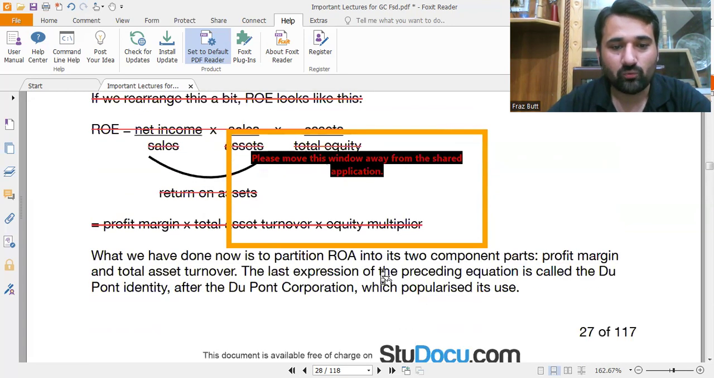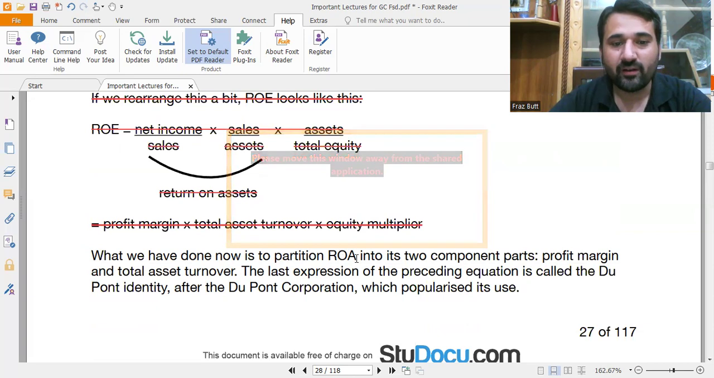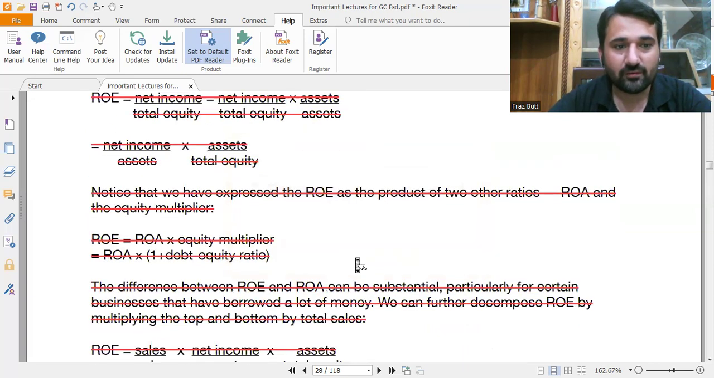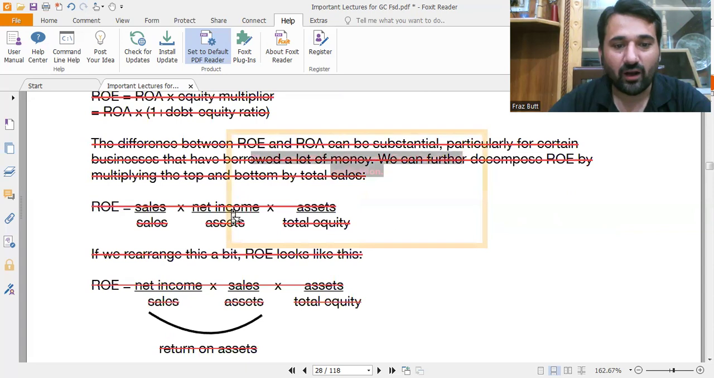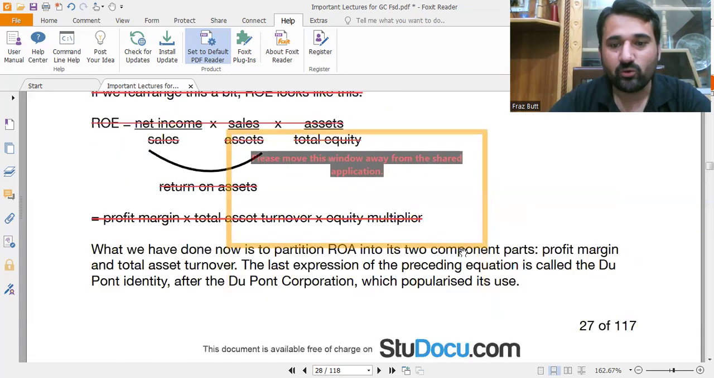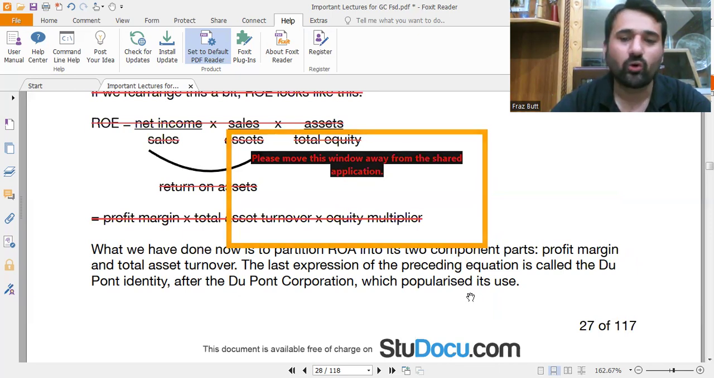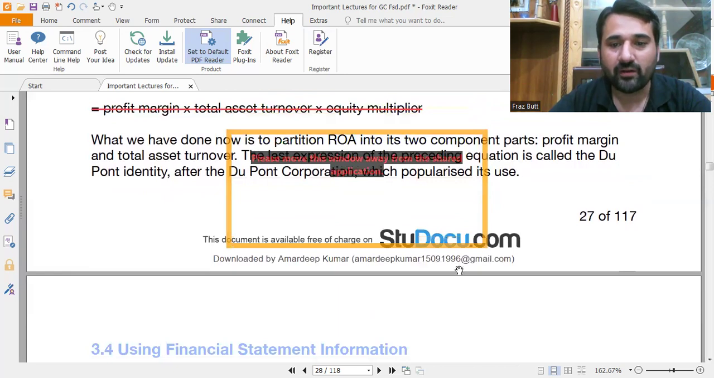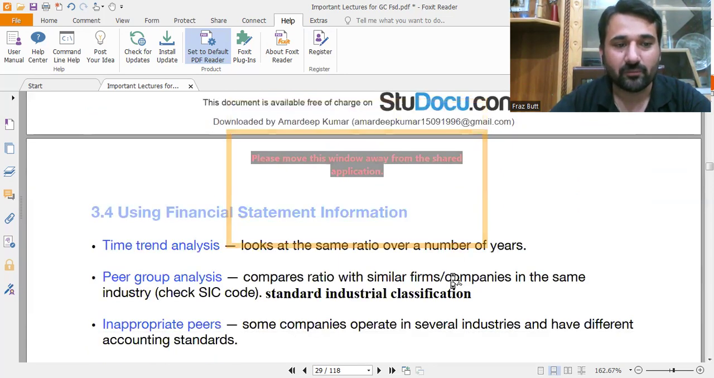Okay, let's move forward. We have now done the partition of ROE. ROA is return on assets, split into two components or two parts. First one is profit margin and second one is total asset turnover. The last expression of the preceding equation is called DuPont identity, after DuPont Corporation, which popularized its use. As I told you, the name of the DuPont identity is because of the DuPont Corporation.